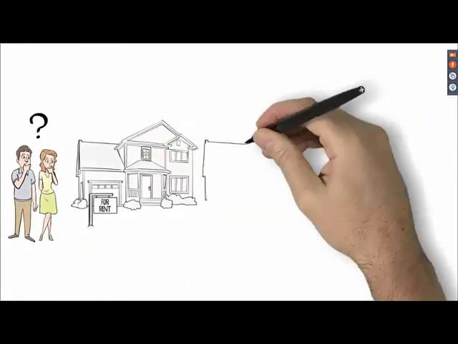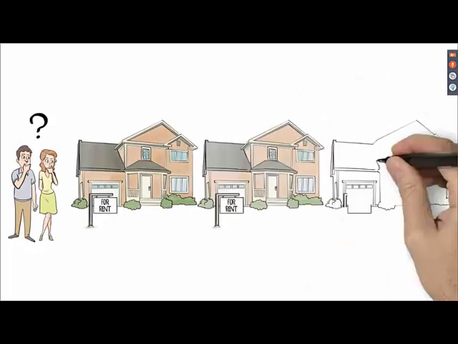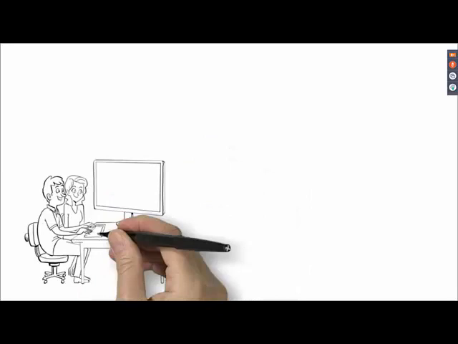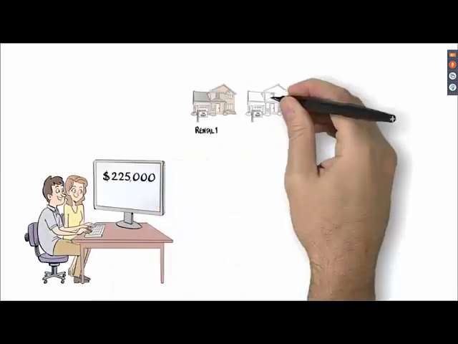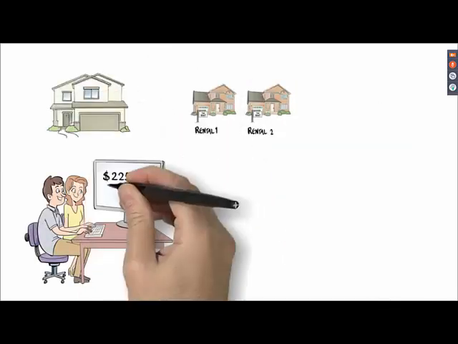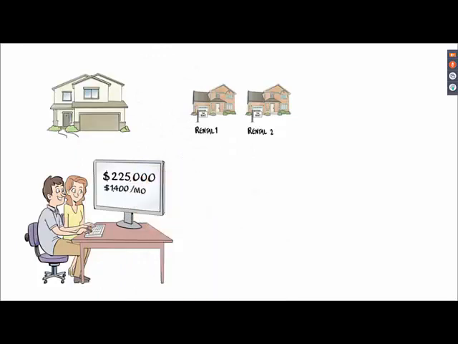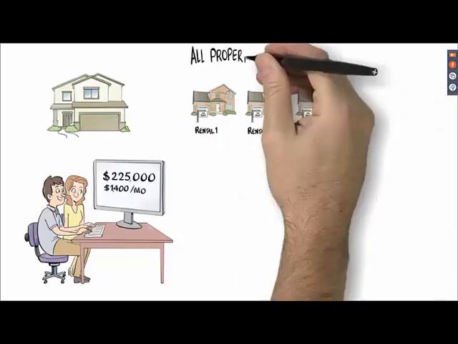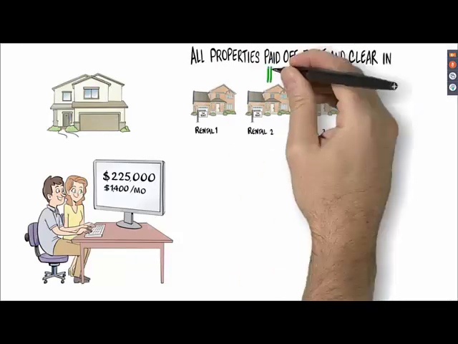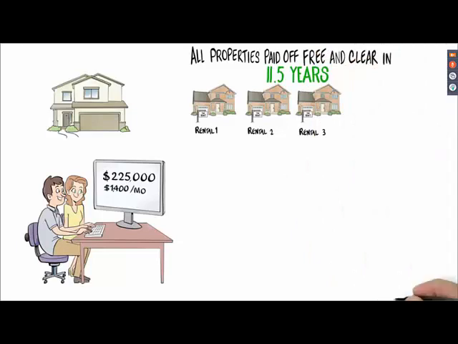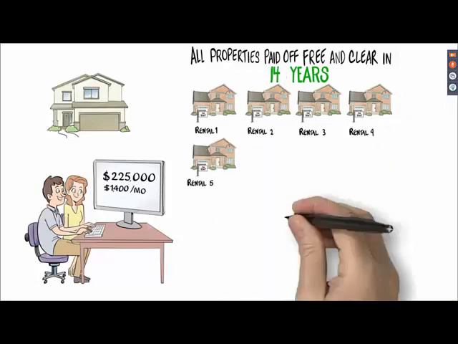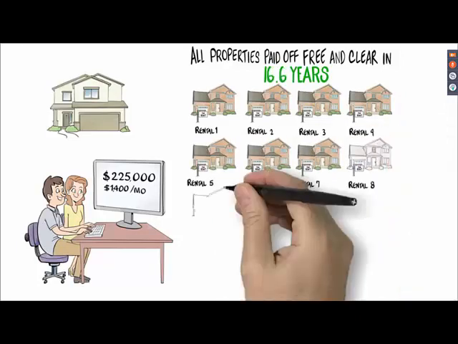So then our homeowners wondered, if we could get these kinds of results on 2 properties, what if we added more? So, keeping it simple, they added another $225,000 rental property into the program at a rental income of $1,400 per month. Following the system, our homeowners found that all their properties, including their third rental, could be paid off in just 11.5 years, and their fourth rental in just 12.8 years, and their fifth rental in just 14 years, and so on, up until their 15th rental.